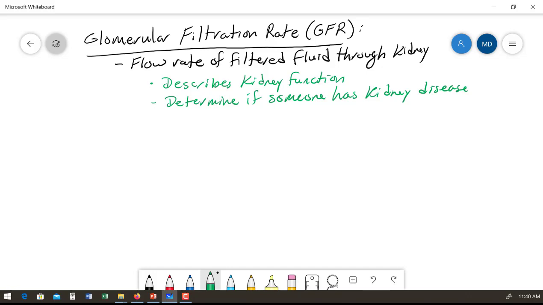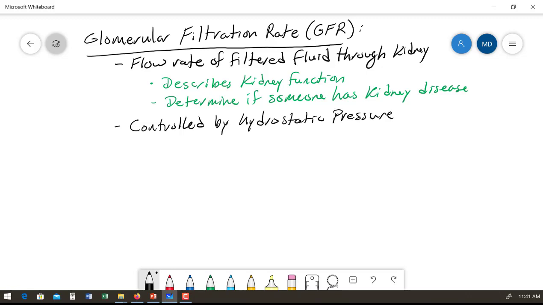All right. So your GFR is actually a number, and we'll talk about that number in just a moment. Now, the glomerular filtration rate is controlled by hydrostatic pressure, mostly. And when I say hydrostatic pressure, what I'm actually referring to, that most people know this as, is blood pressure. So the higher your blood pressure, typically the greater your glomerular filtration rate.